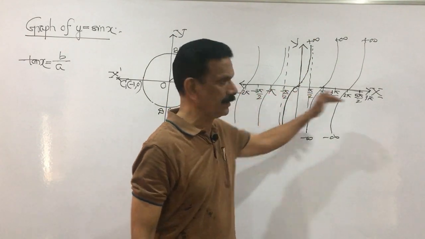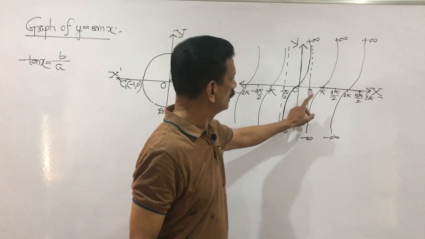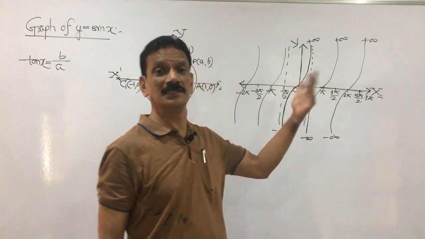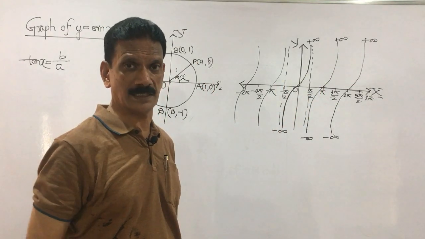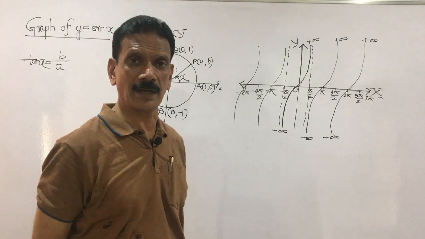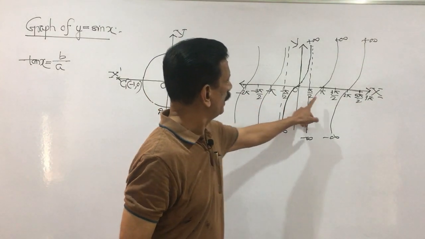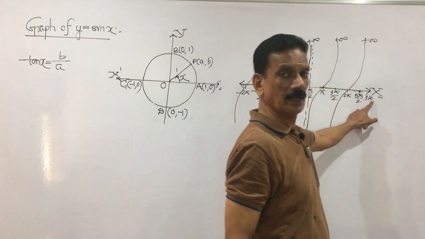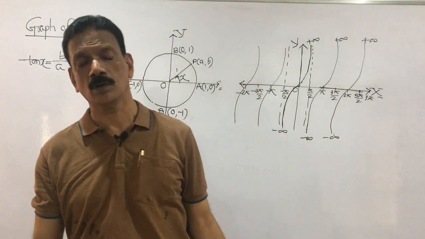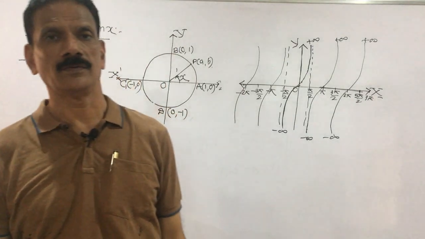Okay, at pi by 2, odd multiples of pi by 2 like 3 pi by 2, it changes its sign from plus infinity to minus, and at n pi, sin n pi is 0, means tan n pi is 0. So, at pi, minus 2 pi, pi, 2 pi, 3 pi, what is the value? 0. Okay. So, this is the graph of tan x.